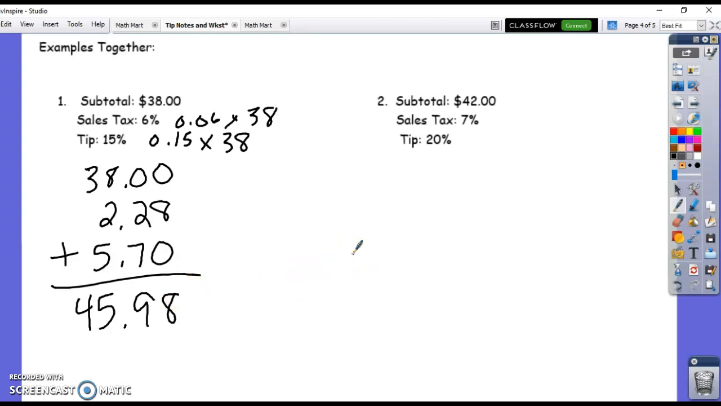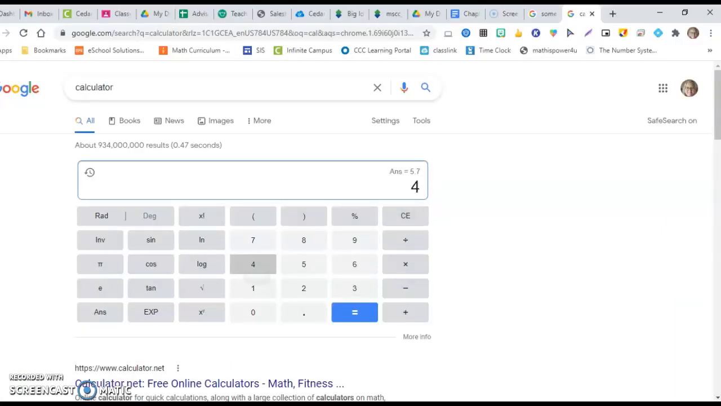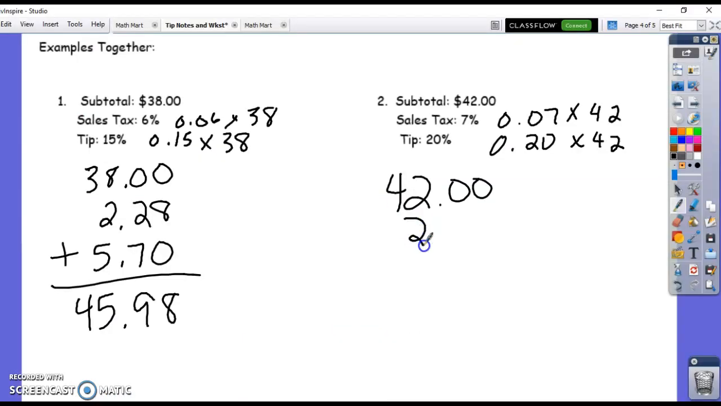All right, welcome back. We're going to go ahead and solve number 2. I'm going to go ahead and change these percents right away. So 0.07 for 7% and 0.20 for 20%. And I'm going to multiply both of those by 42 because it's $42 is my subtotal. So I have $42, and I'm going to multiply 42 times 0.07 to figure out my sales tax, and I get $2.94.